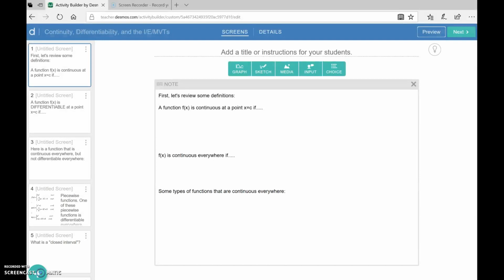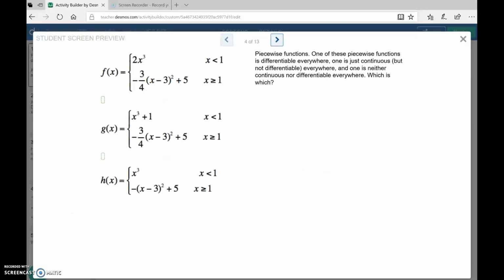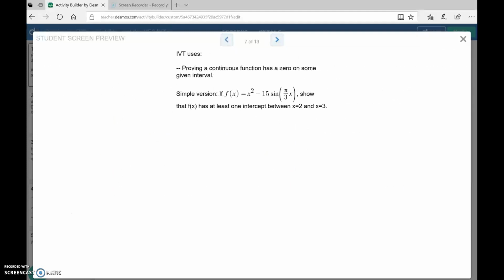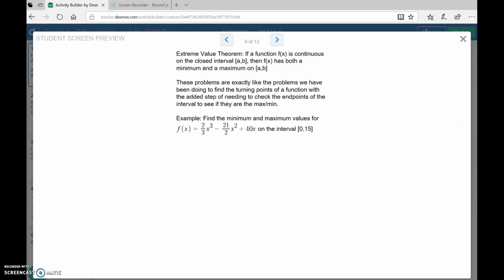So not a lot of computation in these kinds of problems. There's a decent amount of writing and explaining. Okay, we're going to move on to a different VT. This one is the extreme value theorem.